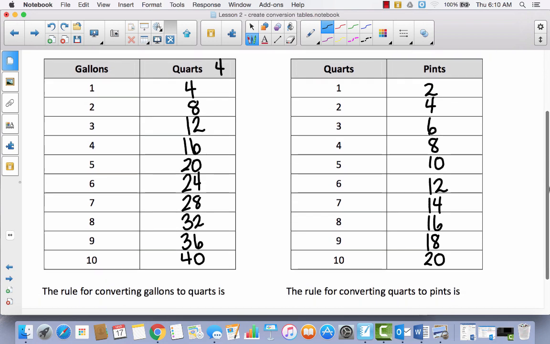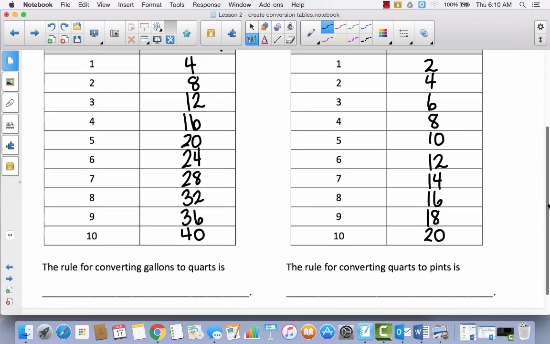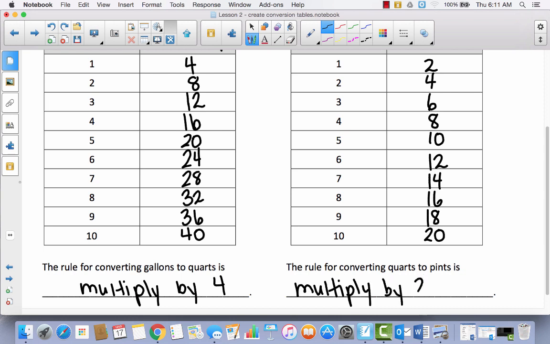Okay, so let's talk about the rules for these. So the rule for converting gallons to quarts is, what did we do to every gallon to get quarts? We multiplied. What did we multiply by? We multiplied by 4. What about going from quarts to pints? Well, obviously, every time you went from quarts to pints, the numbers got bigger. So we are multiplying. What did we multiply by? Well, this time we multiplied by 2 because there's 2 pints in every quart.